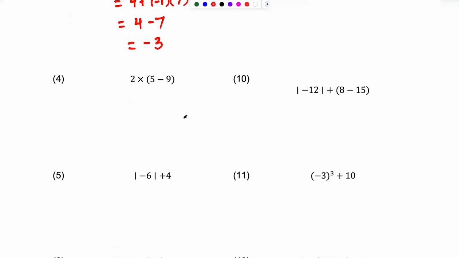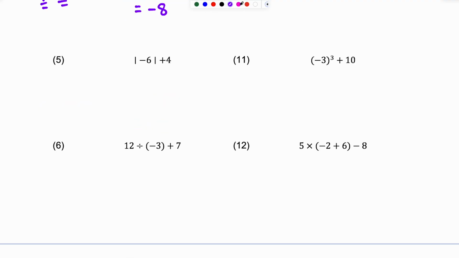Next up here, question 4, what we have is we've got 2 times parentheses 5 minus 9. So remember, in order of operations, when we have PEMDAS here, we do the parentheses first. So we're going to do 5 minus 9, which is negative 4. And now we could multiply since multiplication shows up after parentheses. And 2 times negative 4 is going to give us a product of negative 8.